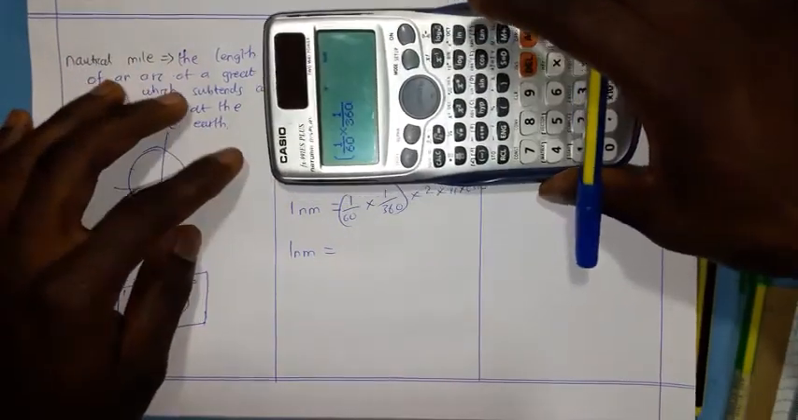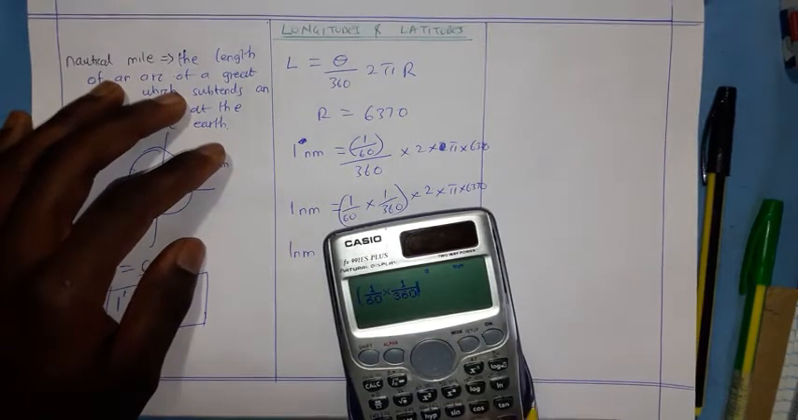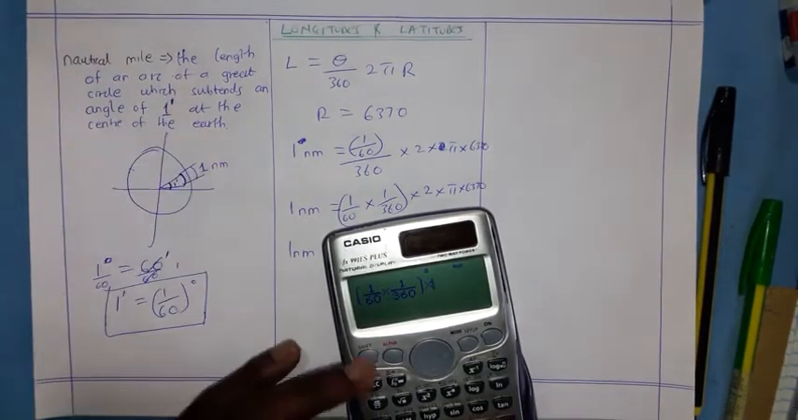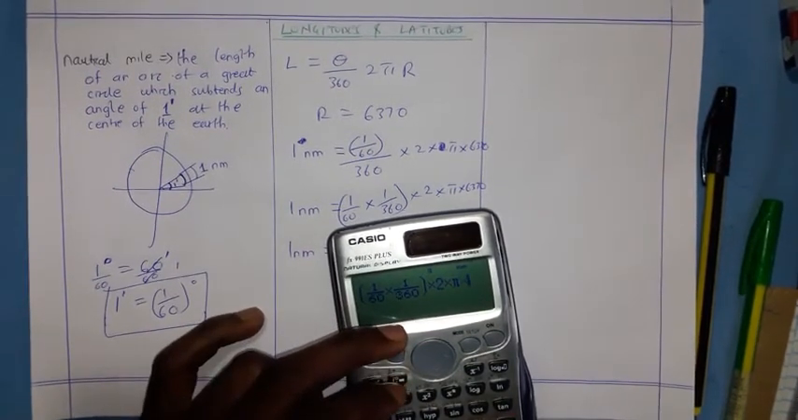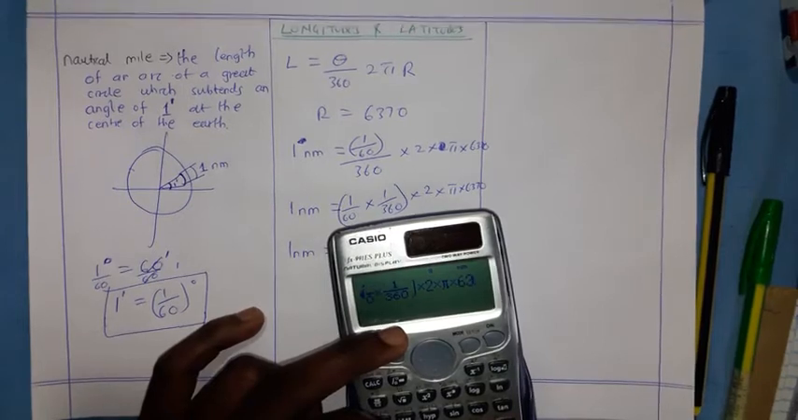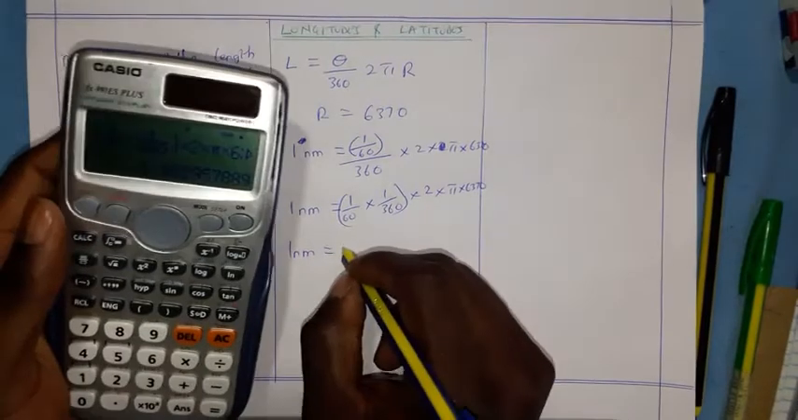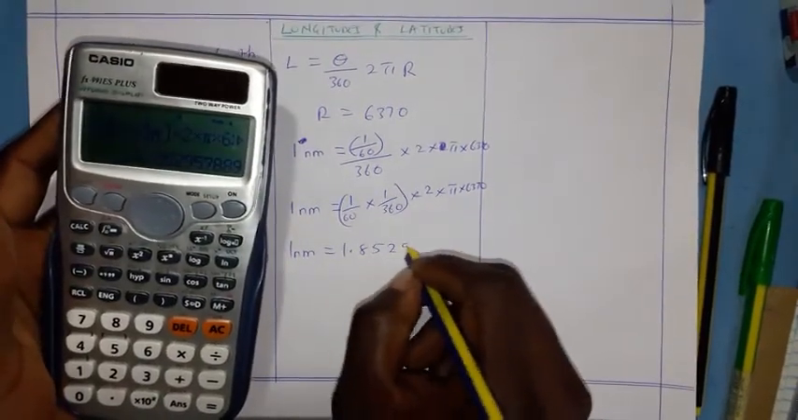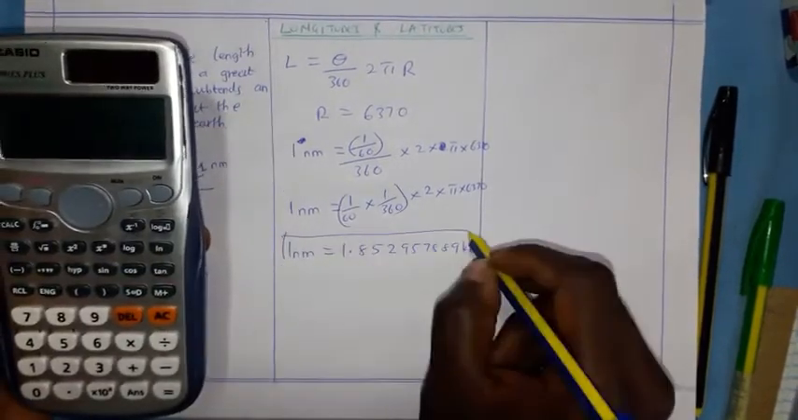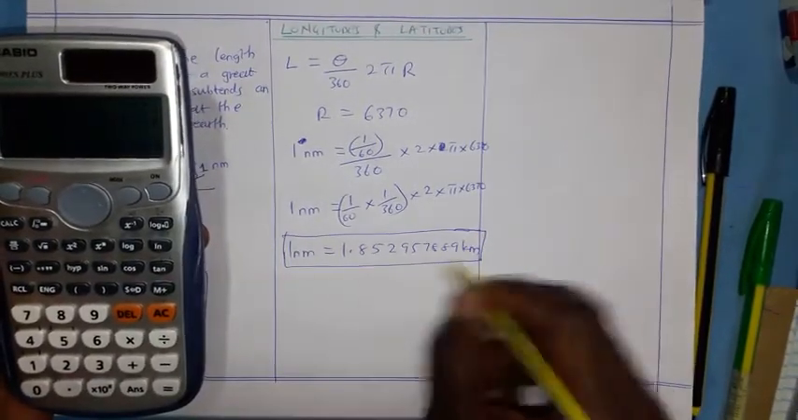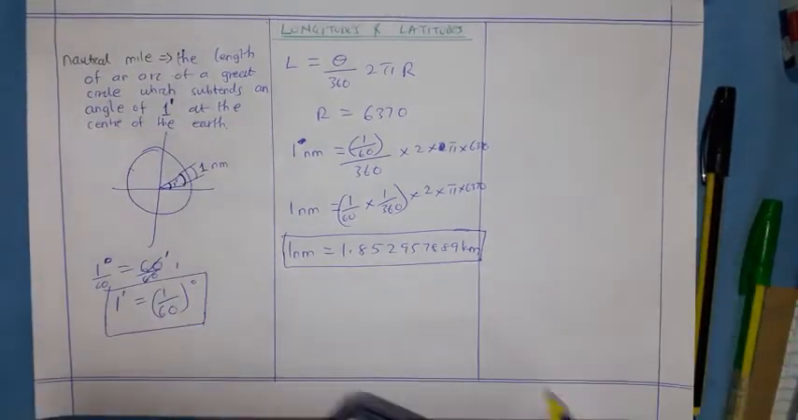Let me do this. I believe here it can be seen. Multiplied by 2 multiplied by pi multiplied by 6370. That comes to 1.852957889 kilometers. This is the relationship between 1 nautical mile and a kilometer. So you can use either of the two methods.